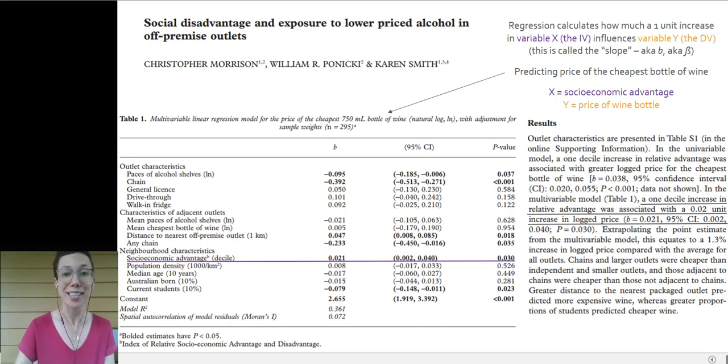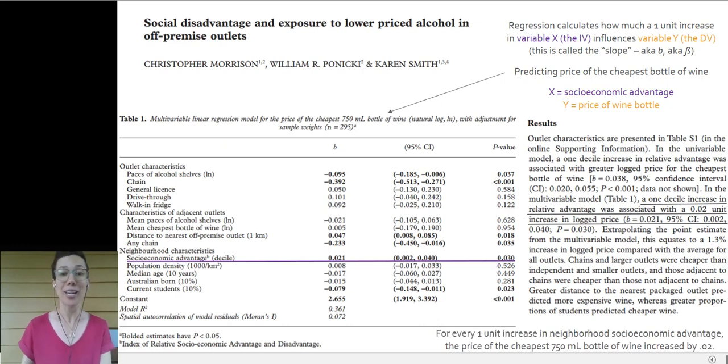And actually that's what they say over here too. A 1 unit increase in neighborhood socioeconomic advantage, and again, we'd have to look at the study to see exactly how they conceptualize that, leads to an increase in the bottle of wine price by 0.02, which I assume is cents, right? Like, so 2 cents. So the more advantaged the neighborhood, the slightly higher price that bottle of wine is going to be.